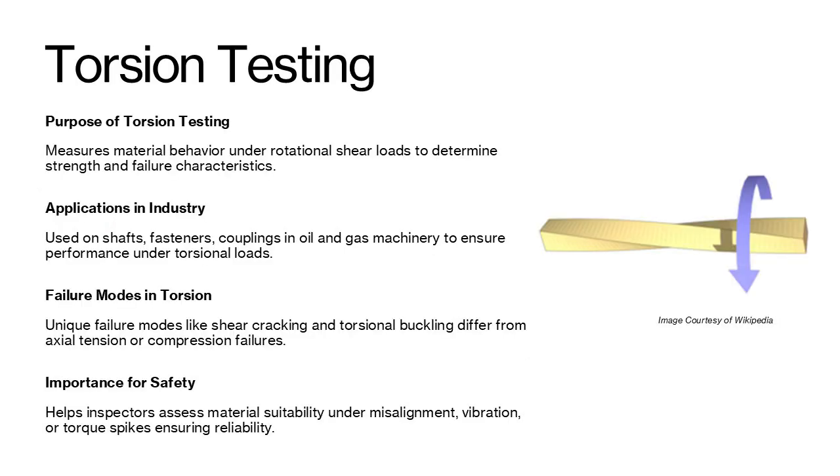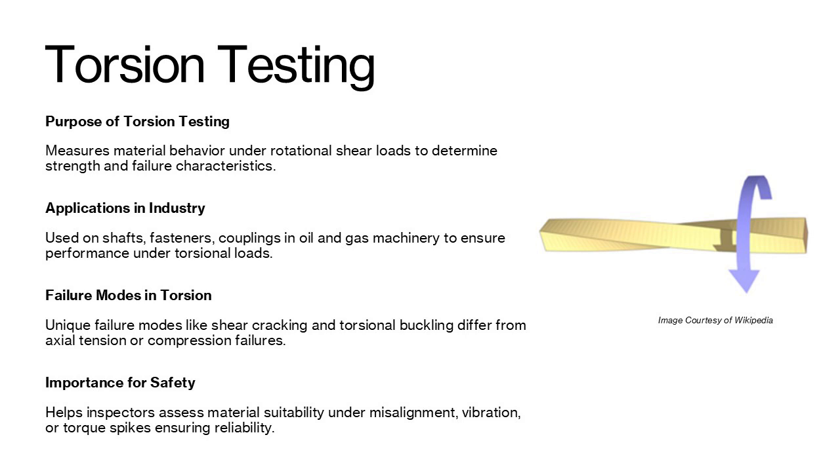Torsion testing measures material behavior under rotational shear loads and is commonly applied to components such as shafts, fasteners, couplings, and torsional drive elements found in oil and gas machinery. This test helps determine shear strength, ductility, modulus of rigidity, and failure characteristics under twisting forces. Inspectors and weld engineers must recognize that torsional loading can differ significantly from axial tension or compression, leading to unique failure modes such as shear cracking or torsional buckling.